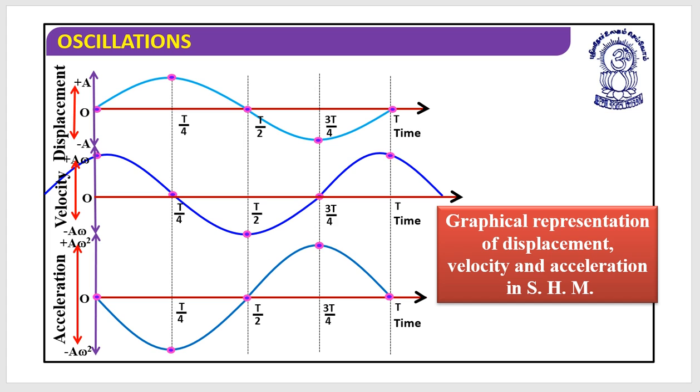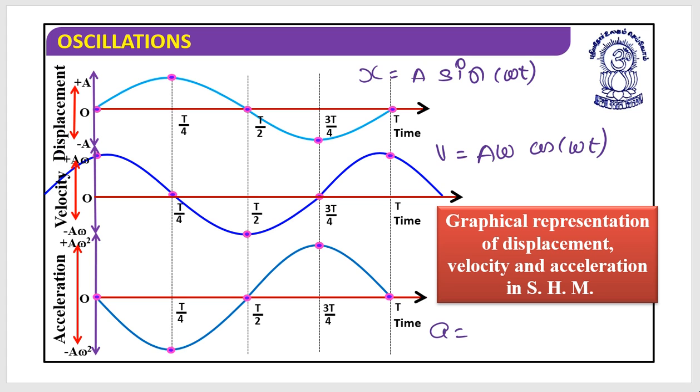Now let's look at this very carefully. This is the displacement, and its function is x equals A sine omega t. The function of the velocity graph was A omega cos omega t, and the function of acceleration is a equals minus A omega square sine omega t.